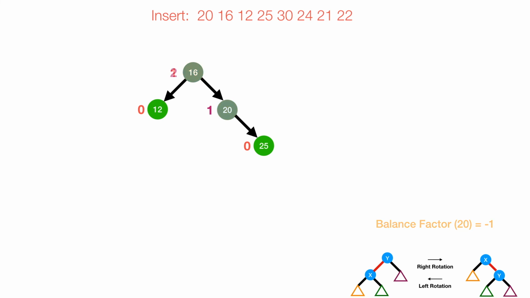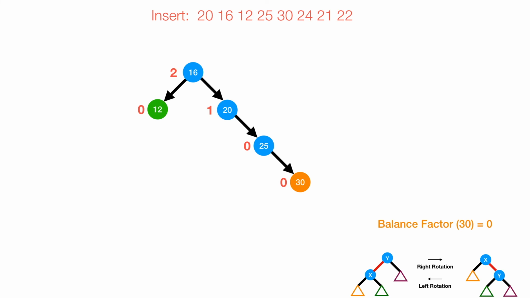Now we go up to 16 and update its height. So 16 has a left subtree height of 0 and a right subtree height of 1. And 0 minus 1 is going to result in a balance factor of -1. Now what we have here is a valid AVL tree, so this is completely fine. And there's no need for rotations. So let's insert the node with value 30.